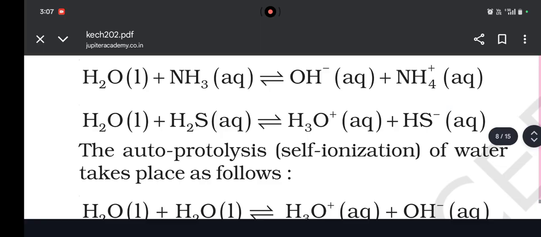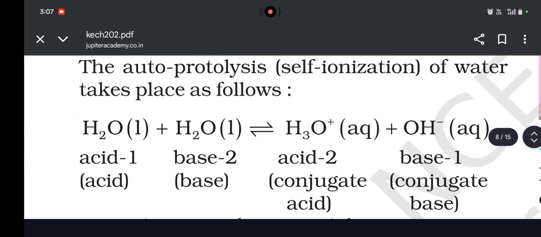H2O with NH3 gives OH negative plus NH4 positive. H2O with H2S gives hydronium ion H3O positive plus S2 negative. The autoprotolysis (self-ionization) of water takes place as follows.